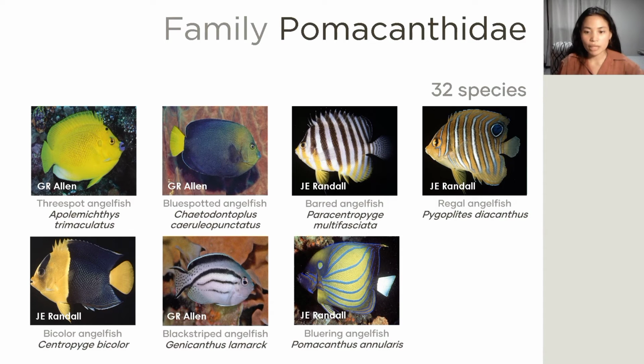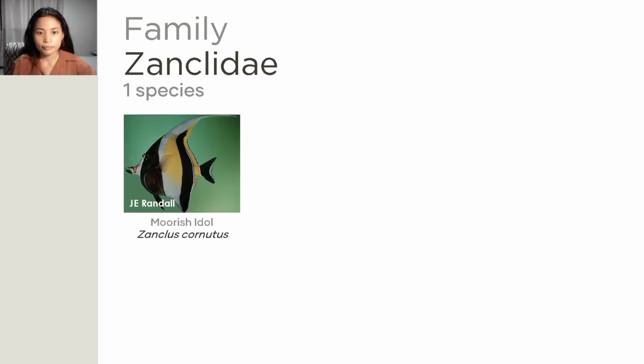Next, the family Pomacanthidae consists of 32 living species in the Philippines, and a few examples are the three-spot angelfish, the blue-spotted angelfish, the barred angelfish, the regal angelfish, the bicolor angelfish, the black-striped angelfish, and the blue-ring angelfish. Lastly, the family Zancleridae consists of one single living species in the Philippines, the Moorish idol.